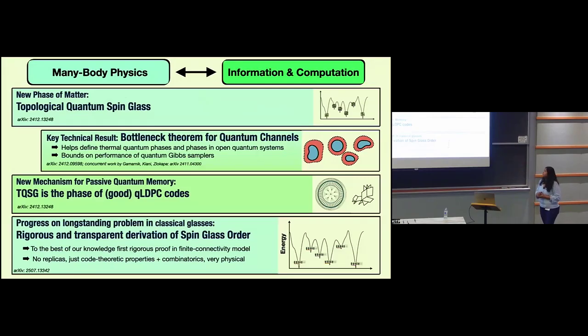And independently, this helps us think about defining thermal phases at finite temperature and their stability and phases in open quantum systems. This perspective through bottlenecks gives us a new angle on asking those questions. And this helps us bound the performance of various quantum Gibbs samplers that we've heard about in various talks, such as from Anthony. Okay. All right.